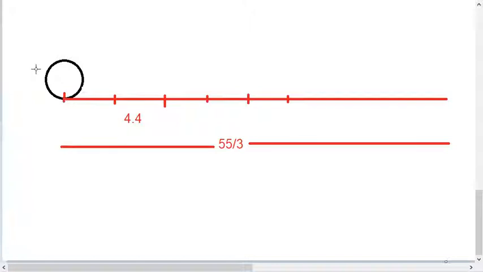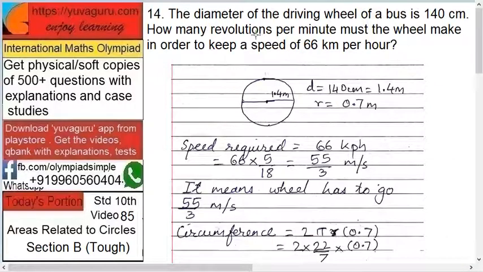So once you find this circumference, you'll be able to know this distance. And the total distance which it has to move is the speed in 1 minute. That's what is asked. What is asked? Find the revolutions per minute. So let's find the circumference first.